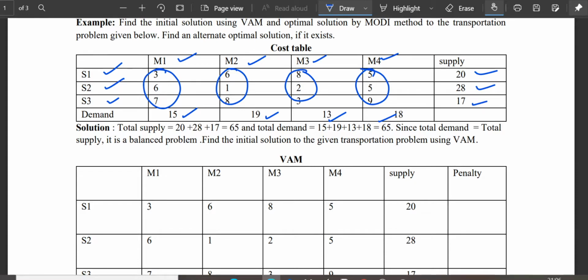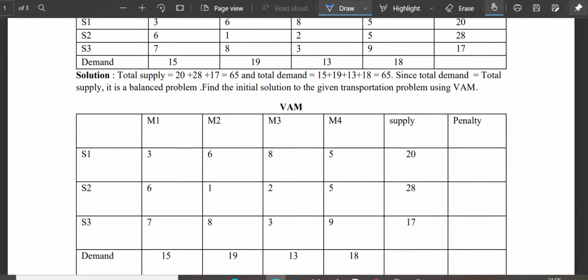As usual, we will first see whether the problem is balanced or not. For that, we will find out total supply. So total supply means the total of this column, 20, 28 and 17. So the total comes out to be 65. Now come to the total of demand. The total of demand will be the total of this row, 15 plus 19 plus 13 plus 18. So when I take the total of this, I get 65 again. So it is a case of balanced transportation problem. Once it is balanced, all the algorithms of transportation problem are applicable, right? So we will first find out VAM.